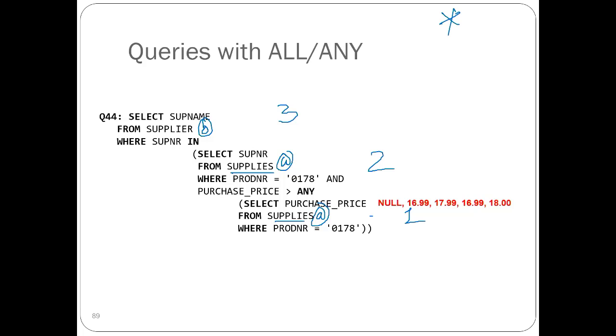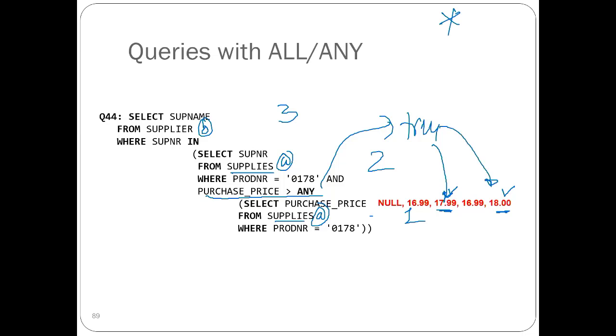All right, so let's see. Again, here we have some data which will help us in summarizing everything. The inner query will return these purchase prices for the product 0178, null, and then 16.99. And out of these, this value and this value are the ones that would result in this whole statement being true. This will be true only for these two values, 17.99 and 18.